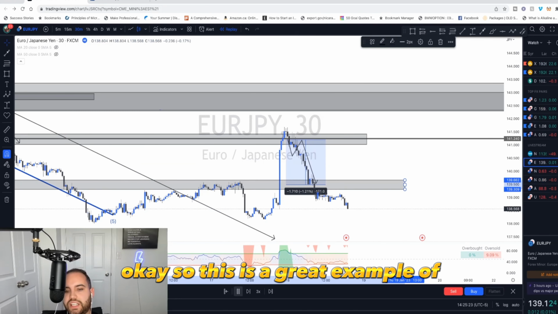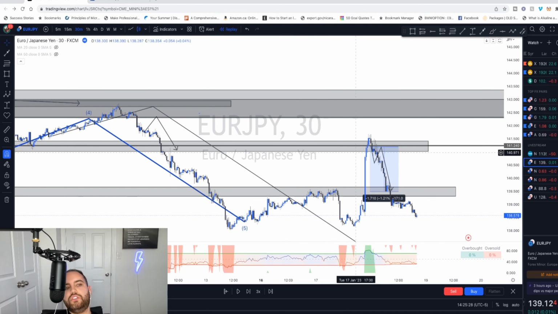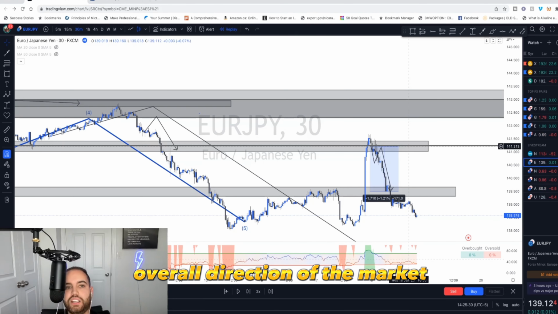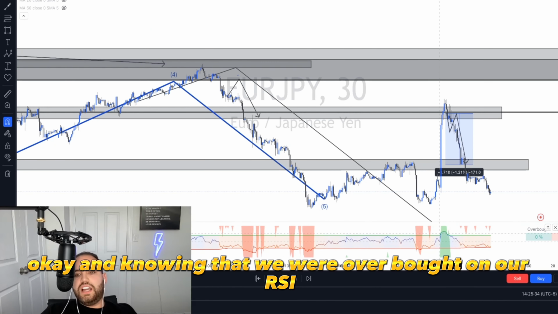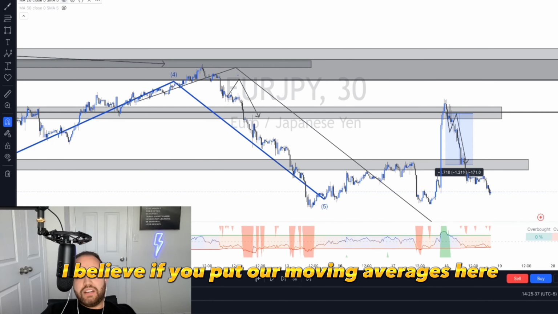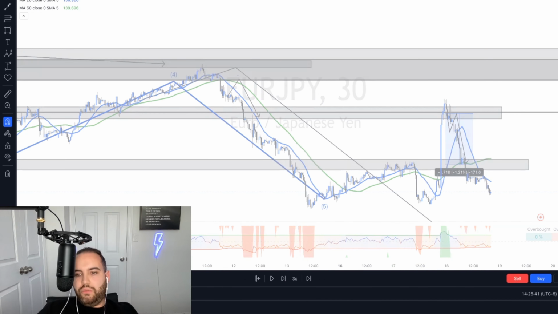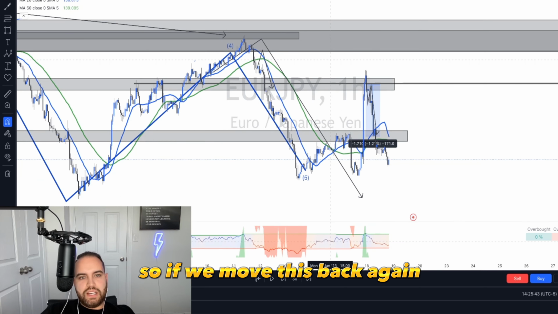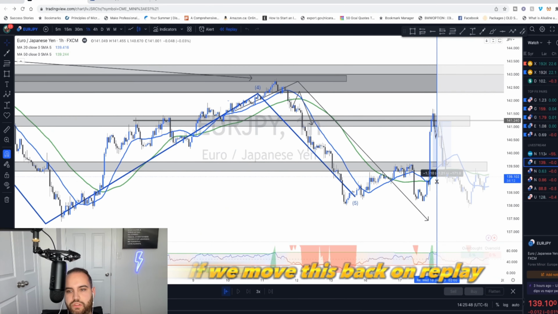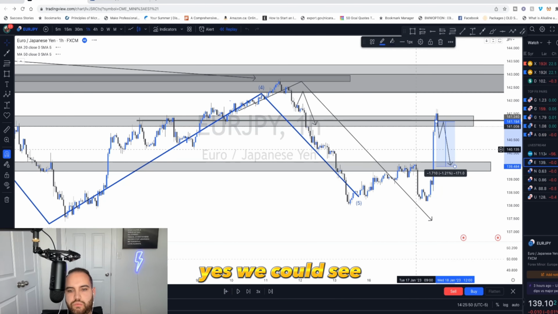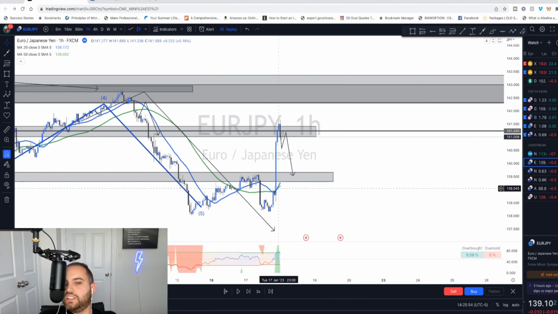Okay, so this is a great example of seeing the opportunity, knowing we're at a major level structure, knowing the overall direction of the market on the higher time frames, and knowing that we were overbought on our RSI, and also knowing, I believe, the moving averages. So the moving averages on the 1 hour were down here, right? If we move this back on replay, we could see, look at the moving average over here. Let me just delete this here. You see the moving averages, they coiled up.